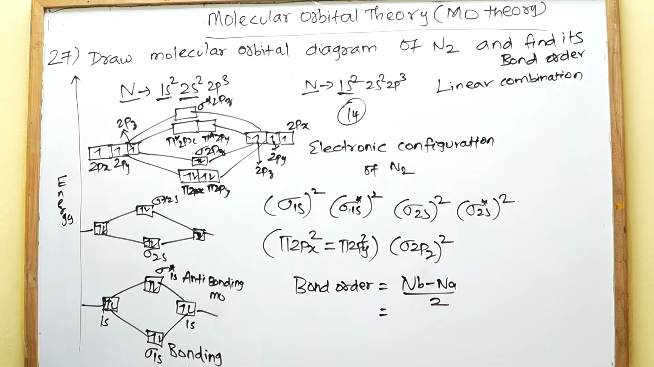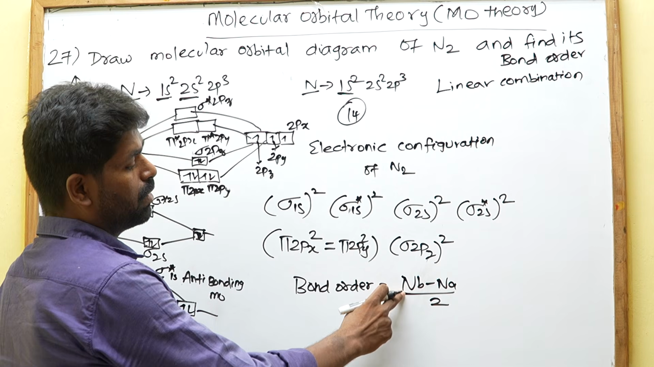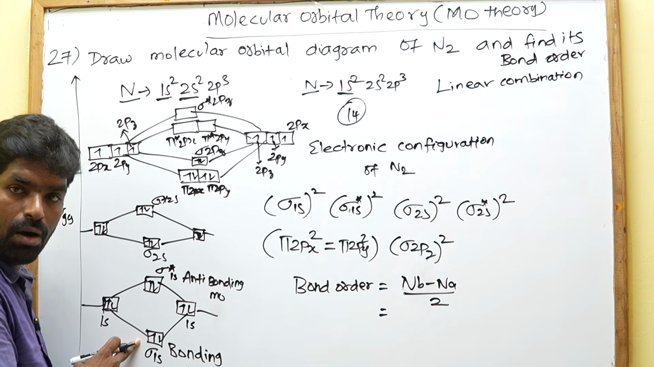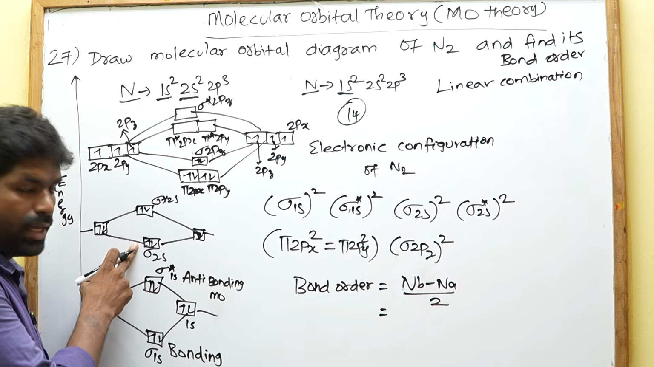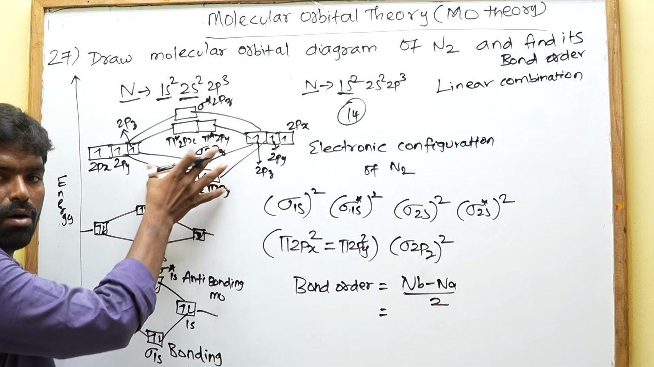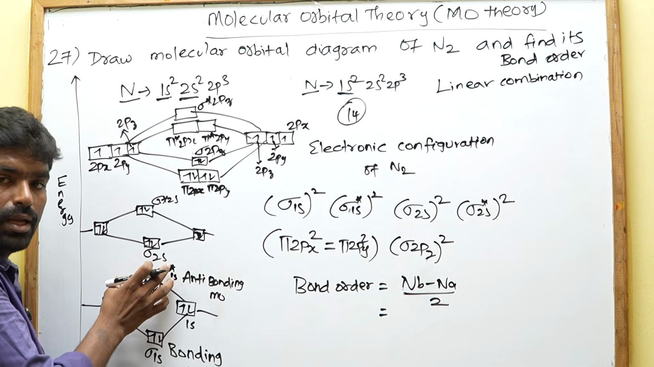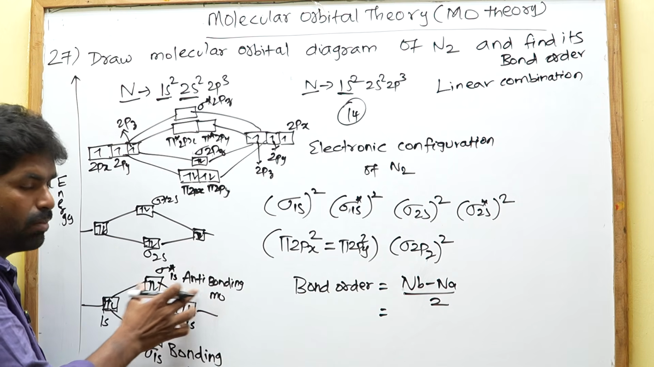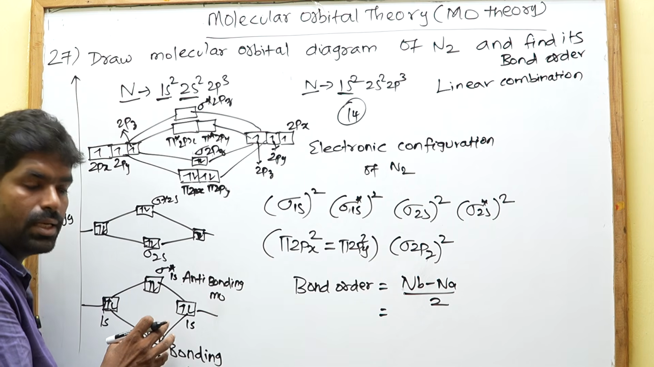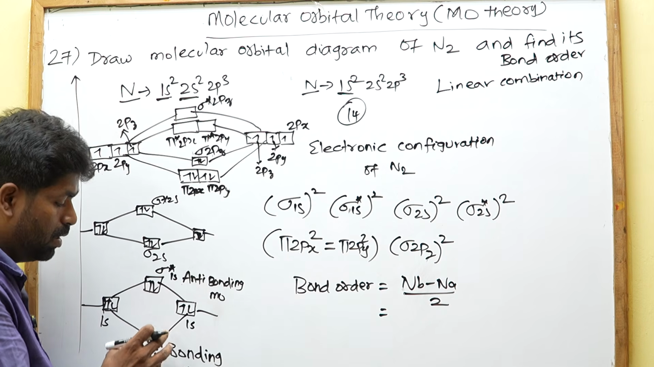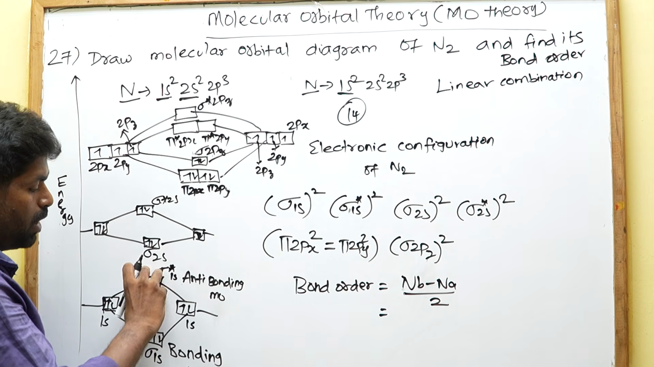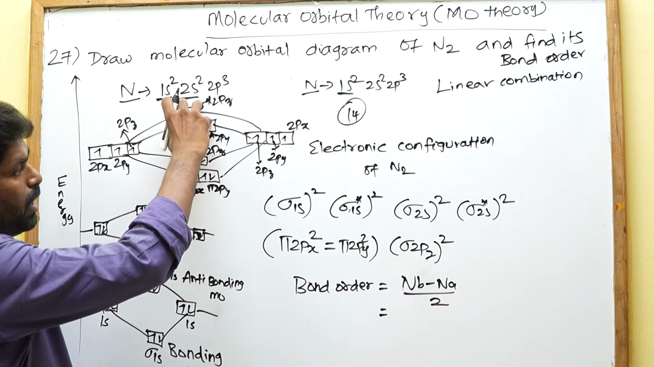Here, what is NB? The number of electrons in the bonding molecular orbital level. So this is a bonding molecular orbital and this is a bonding molecular orbital. The lower energy orbitals are called bonding molecular orbitals. The higher energy molecular orbitals are called anti-bonding molecular orbitals. So NB represents the number of electrons present in the bonding molecular orbitals. These are bonding molecular orbitals, and these are anti-bonding molecular orbitals.